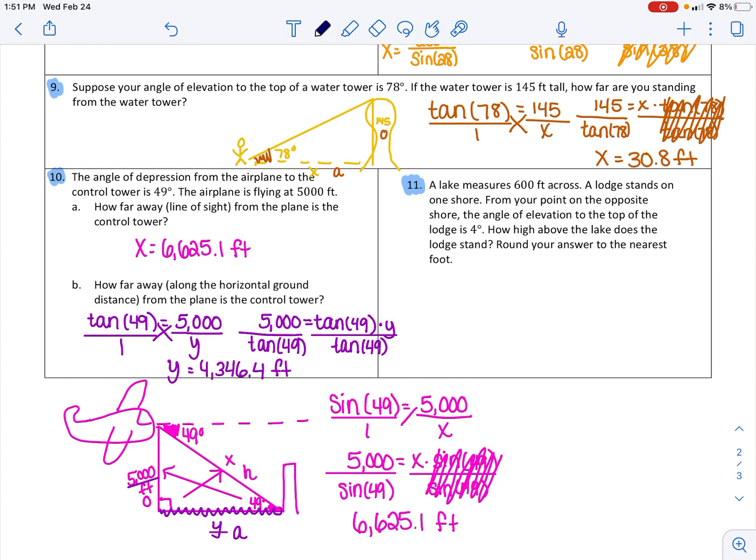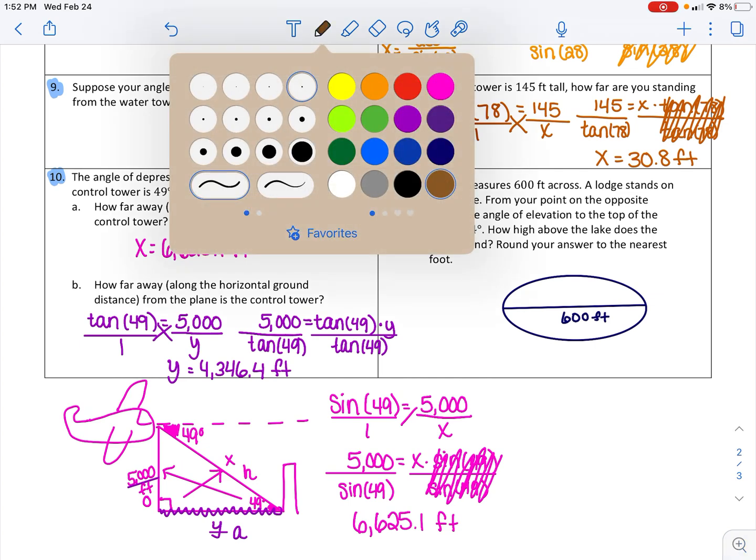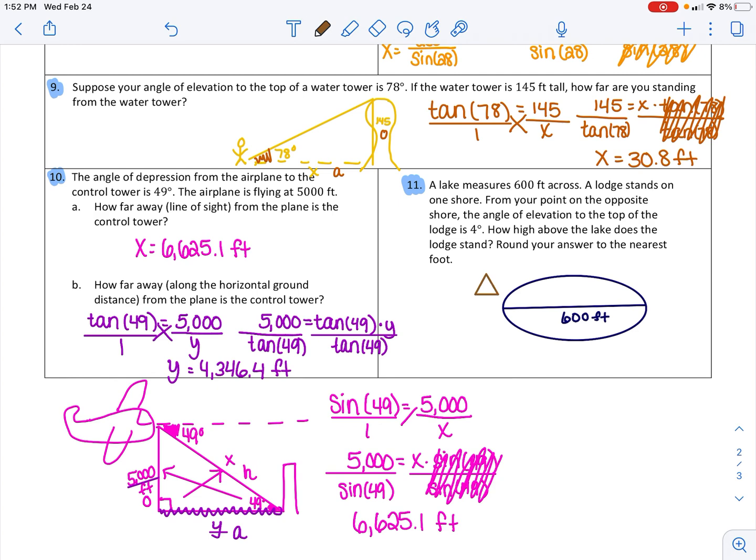For number 11, it says we have a lake and it measures 600 feet. So let's have a lake, 600 feet across. So we're saying 600 feet across this lake. It says a lodge stands on one shore. So it's right on the shore. Let's go ahead and draw our lodge. Oops, not what I wanted. Okay, we have a house. And it stands right on that shore.